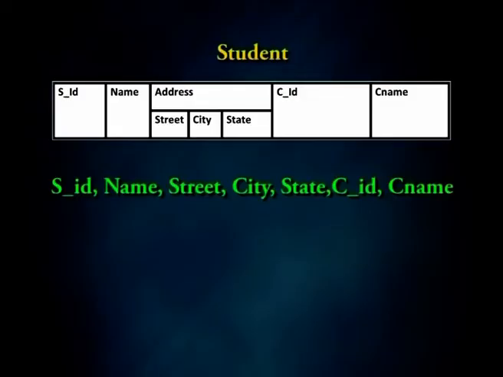To convert a relation to 1NF, composite attributes are to be represented by their component attributes and the multi-valued attributes are to be represented by using separate tables. So, after applying 1NF, the resulting relation will consist of attributes SID, name, street, city, CID and CNAME.